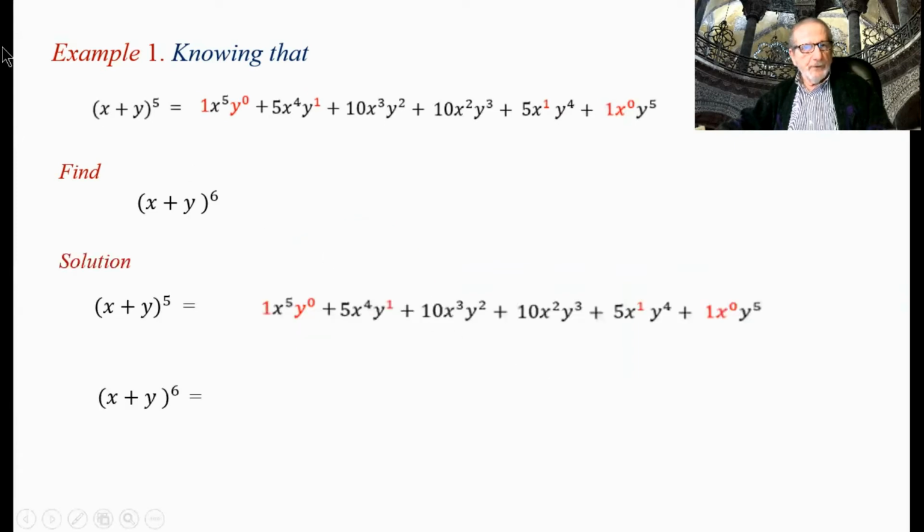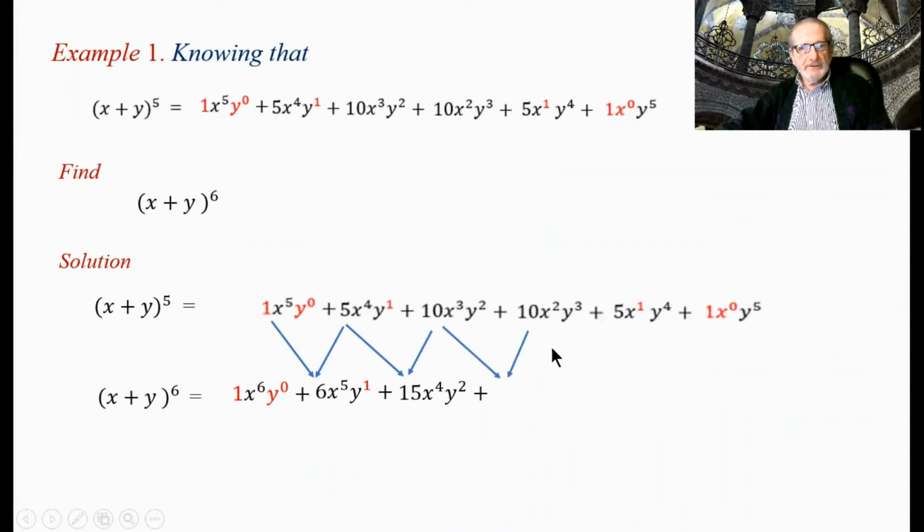Welcome back. So this is x plus y to the power 5. We know that this is, I already calculated that. And I need to find x plus y to the power 6. That's this one here. So I know I'm going to start with x to the power 6, y to the power 0. Now here, I'm going to have 1 plus 5, 6, x^5, y to the power 1. 15, x^4, y squared. Remember, the powers of x are going down and the powers of y are going up.